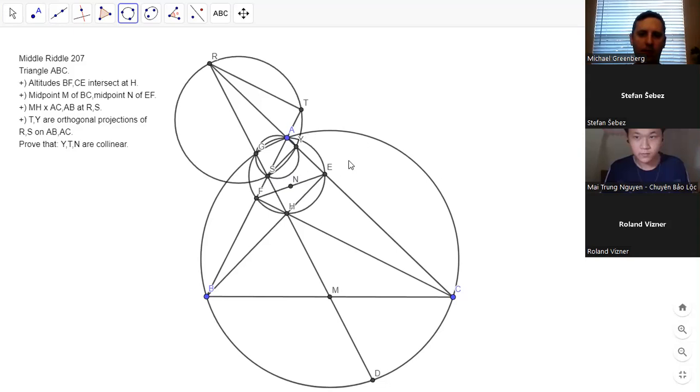So SY is parallel to BE. So angle EHY is equal to angle SYH. I'm not sure how helpful that is. So we want to show angle SYH is angle CHM. I wonder if SYH is similar to CHM.